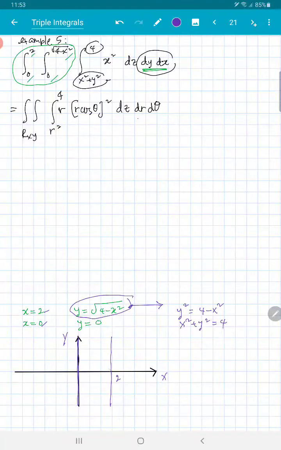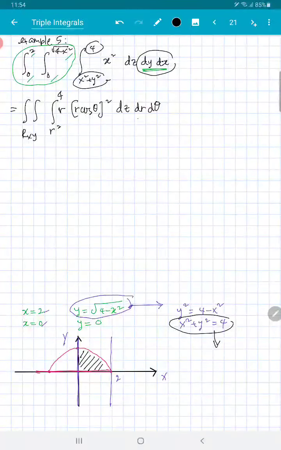Okay, so we have a circle of radius 2 centering at 0, 0. So let's sketch the half of the circle. So here we have half of a circle, and the lower limit is y equals 0. Then remember we have x from 0 to 2, so from there we can get our region R, which is a quarter of a circle.